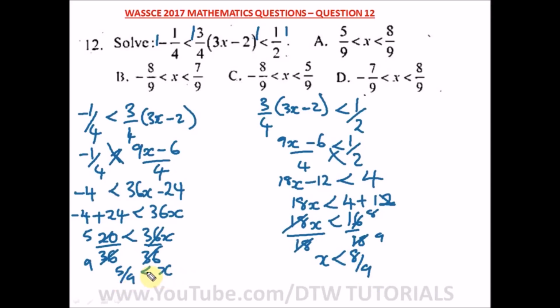So what will our answer be? This is x greater than 5 over 9. So we're going to get 5 over 9 is less than x, and x is less than 8 over 9. So this is our answer.